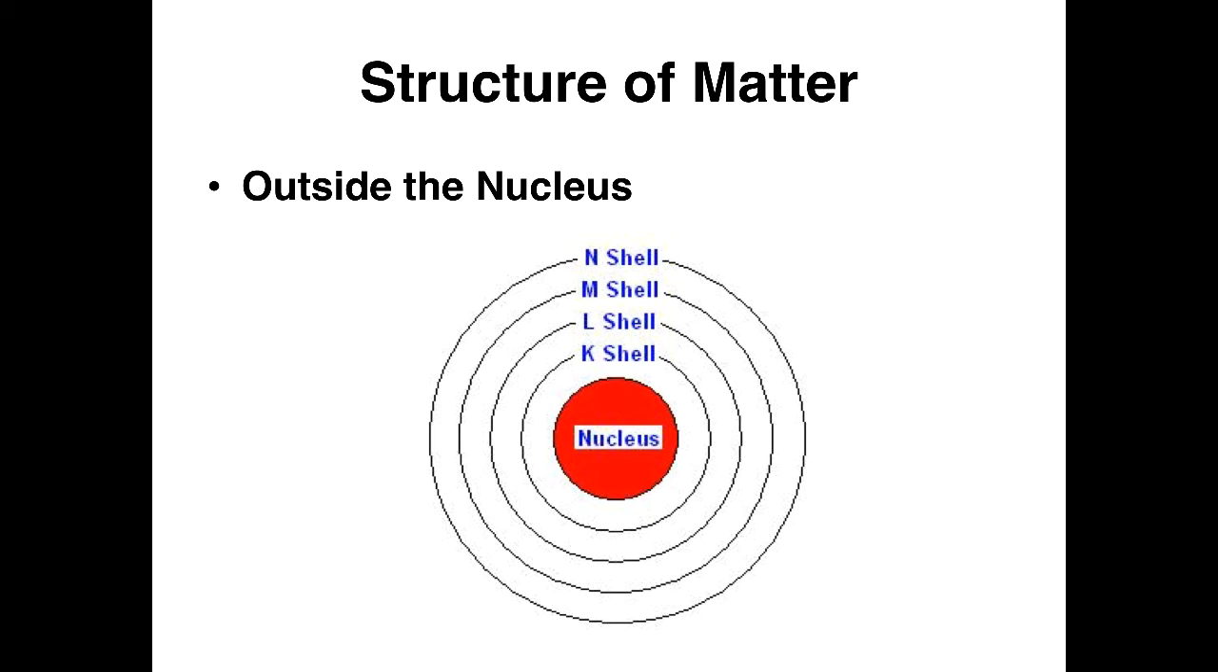So the first one is 1 squared times 2, which is 2. The next one is 2 squared, which is 4, times 2 is 8. The next one is 3 squared, 9, times 2 is 18. The next one is 4 squared, 16, times 2 is 32. So 2n squared tells you with each shell how many total electrons can be in that shell.